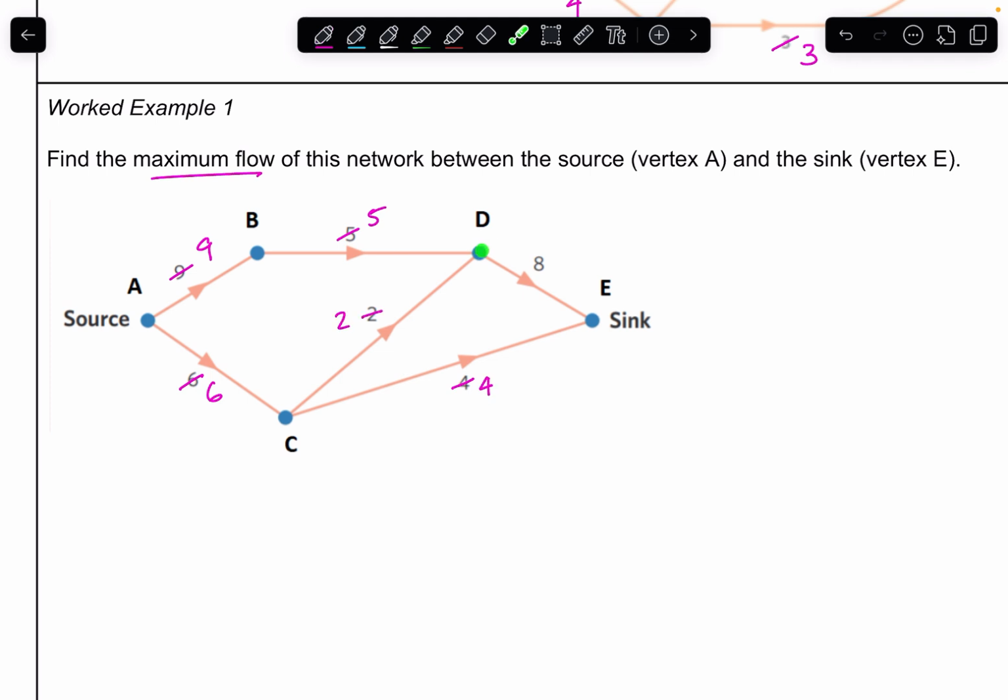Now when I look at the outflow of D, it's 8, but what have I got going in? I've got 5 going in and 2 going in, so the maximum coming out of there is going to be 7. So if we change that to a 7, we can see what's coming in here. We've got a 7 and a 4, so our maximum flow is going to be 7 plus 4, which gives me 11.